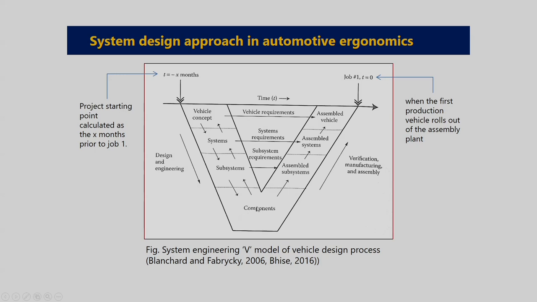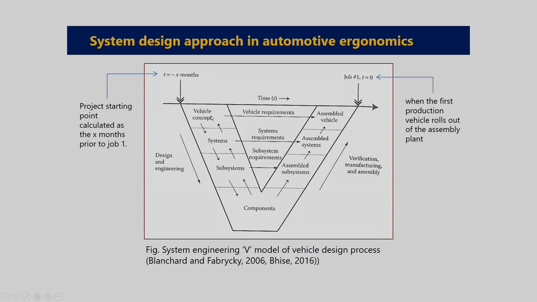On the other side, verification, manufacturing, and assembly are happening. This is happening in the bottom to up direction, where the small components are assembled to develop the subsystem. When the subsystem is ready, they are assembled to make the system. When the individual systems are ready, then those are assembled to make the full vehicle.